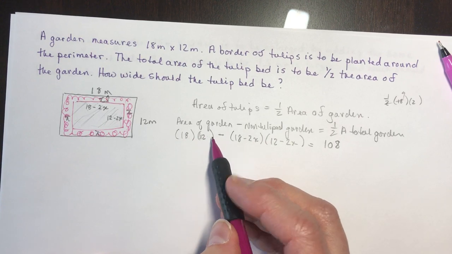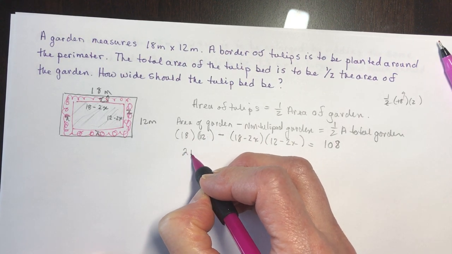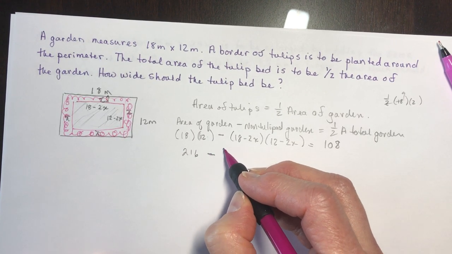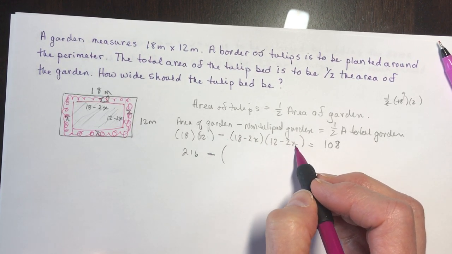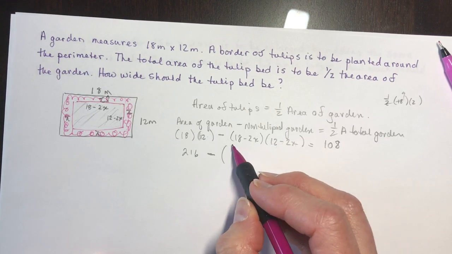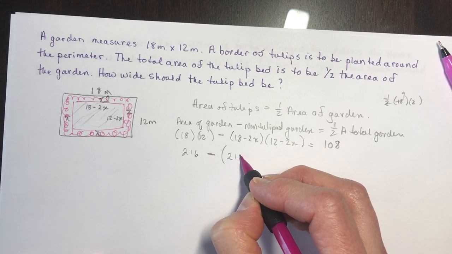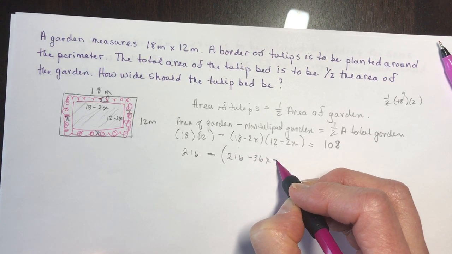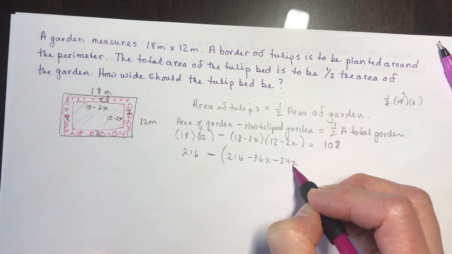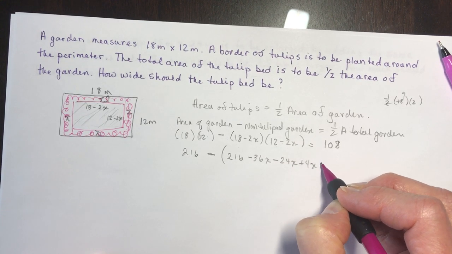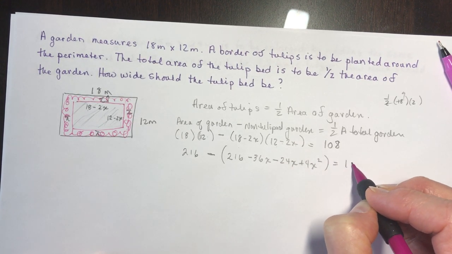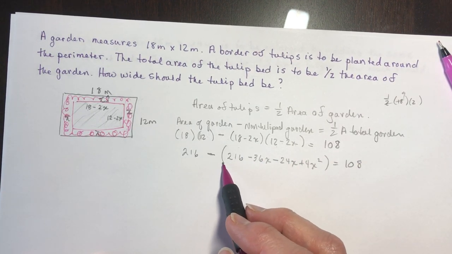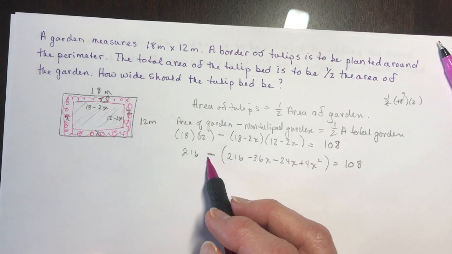So 18 times 12 is 216. And I'm going to subtract. Now I'm going to be really careful here because I'm subtracting all of this that I'm multiplying out. So I'm going to do that separately. So I have 216 minus 36x minus 24x plus 4x squared equals 108. So make sure that you're expanding very carefully and making sure that you're subtracting everything here.